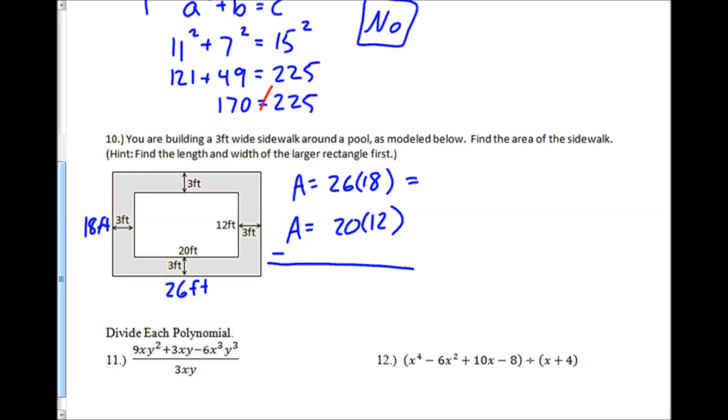So the first thing I have to do is punch this in and see what I get. So the 26 times the 18, that gives me a 468. And then I also have to do the 20 times the 12, which gives me a 240.